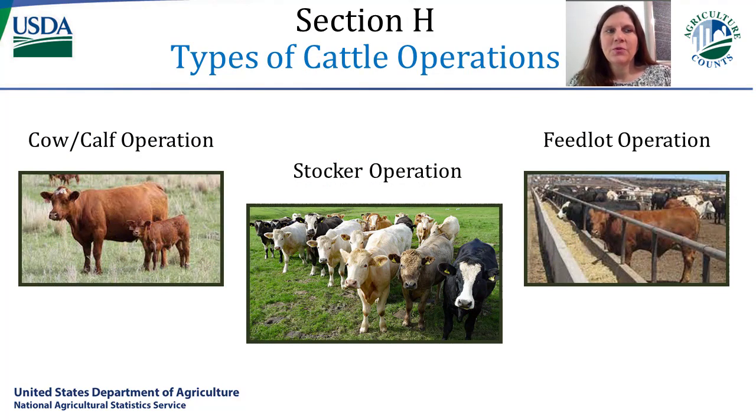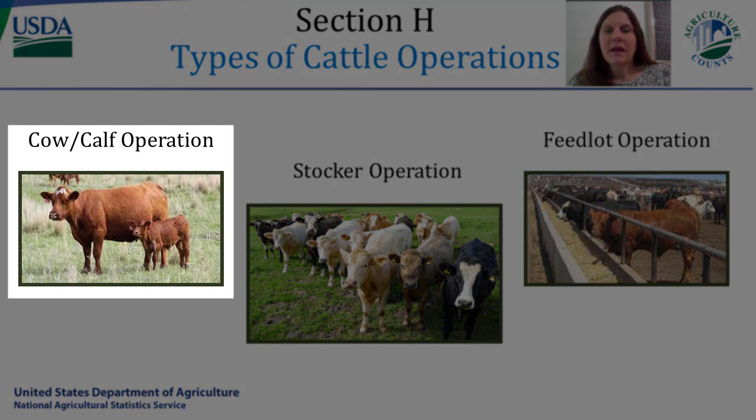There are several different types of cattle operations. Today, I'm going to go over 3. The first one is a cow-calf operation. This operation normally has beef cows on the operation that have calves throughout the year. In addition to calves, they may have a few bulls, some replacement heifers, and calves. Some of the operations may also have a few other heifers and steers on their operation.